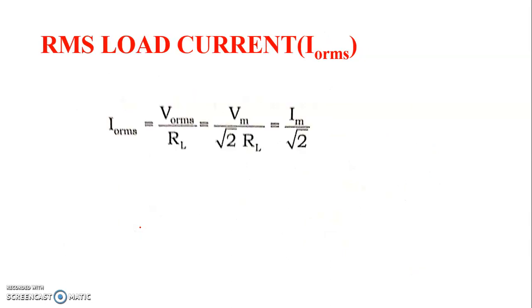So next is the RMS load current. We know the formula I equals V by R. Here we are calculating the IRMS, so substitute VRMS instead of V, and divide by RL. We know the VO RMS value, so substitute it here. Then we get Vm by root 2 into RL. Instead of using Vm by RL, we substitute Im. So this is the formula for calculating the RMS load current.